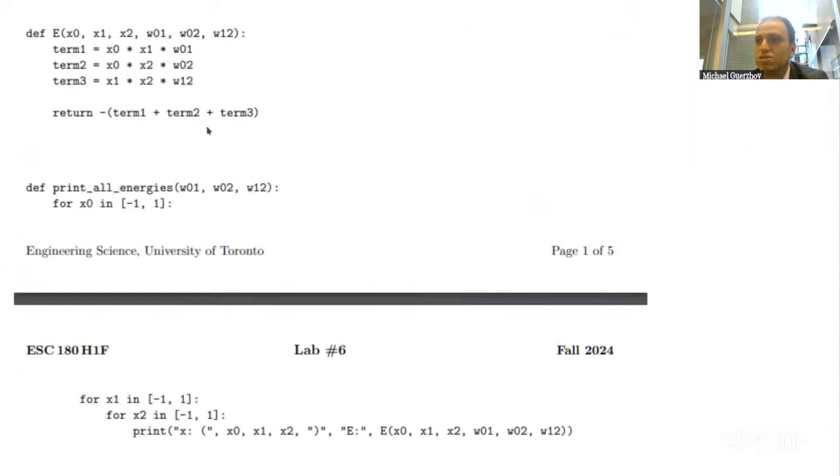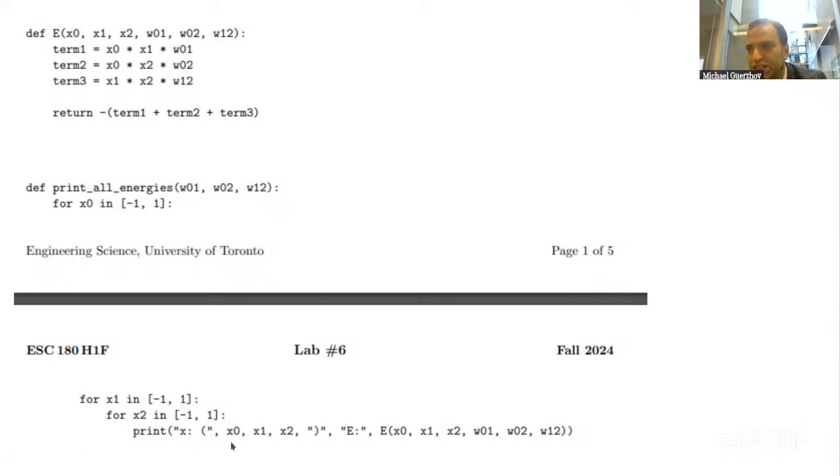Here's a way to print out all the possible energies for all the possible triplets. So that's what we've done in class. For x0, x0 could be -1 or 1, so this is just a list. And then x1 is also -1 or 1, and so on.